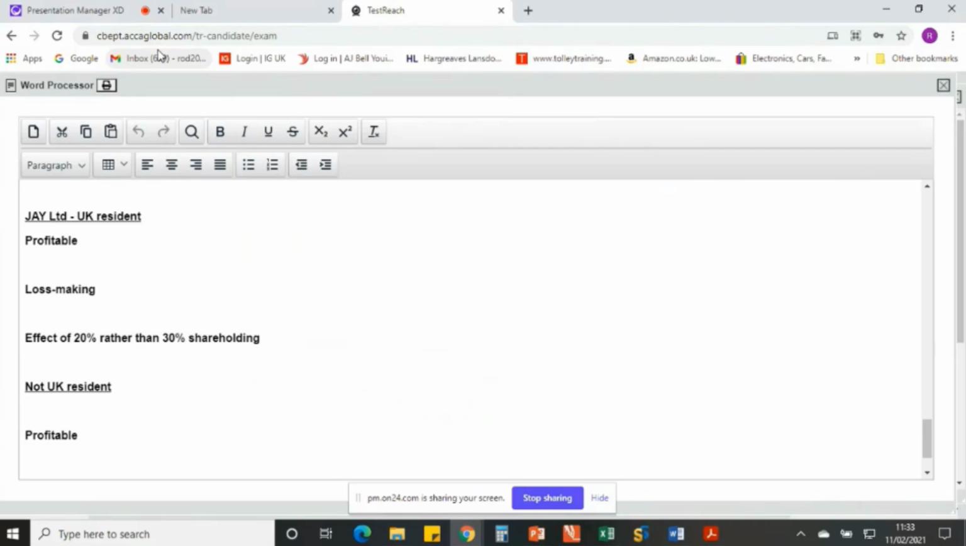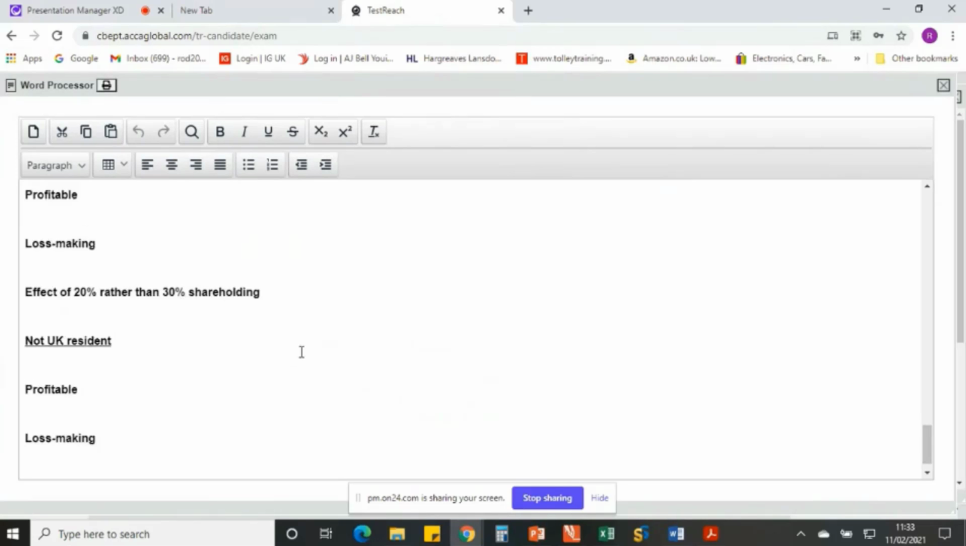So let's say we'll put up a heading, J Limited, profitable, and we'll write something about the implications if it's profitable. And then we'll say, well, what if it was loss-making? We'll write something if J is UK resident and loss-making. And then we'll say, what difference does it make whether we have 20 or 30% shareholding? So we've broken it down into J is UK resident, and then J is not UK resident. And within J is UK resident, we're going to have profitable, loss-making, and let's think about the difference of having 20 or 30%. And then we're going to the non-resident bit, and we're going to do the same thing.